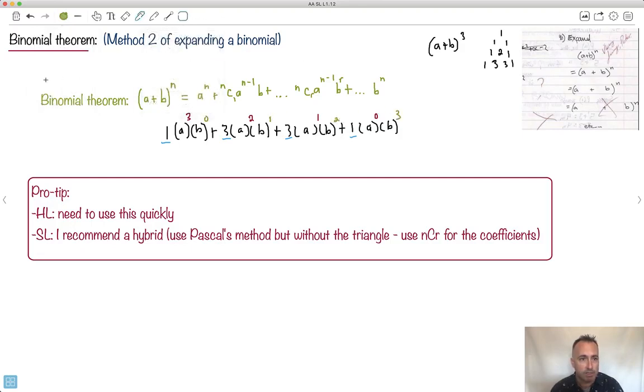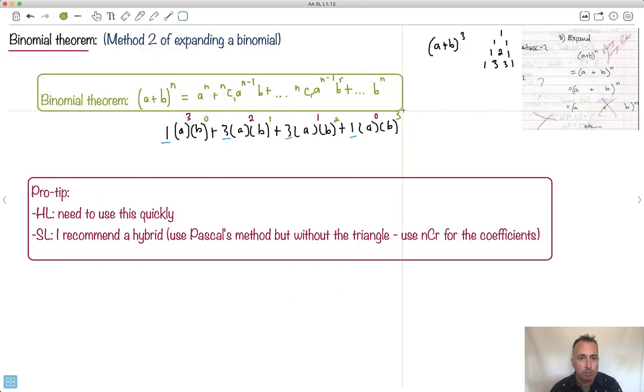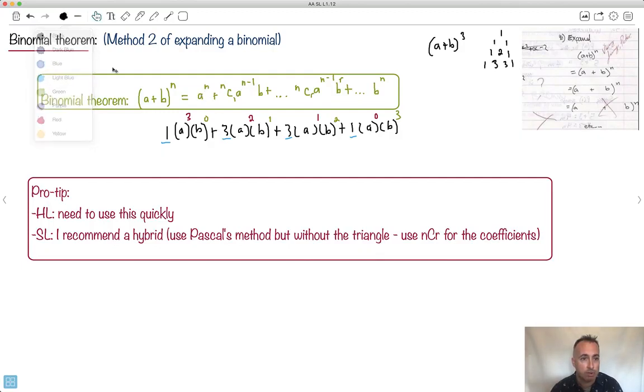Now, this formula right here, you get on your formula booklet. So you don't have to memorize it. I just want to show you that this is actually telling you what I've just done. Watch it very carefully. First of all, let's look at this. The very first term, if I actually did it, let's say I actually wrote it all out, 1 times a cubed times b to the 0.